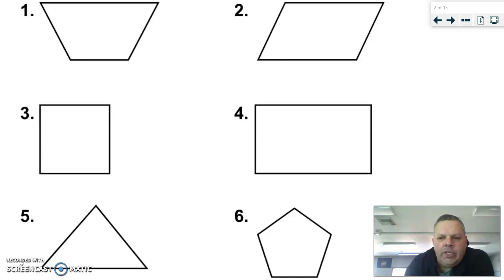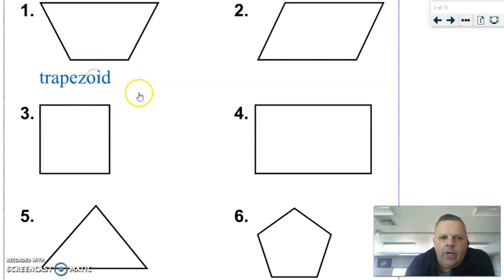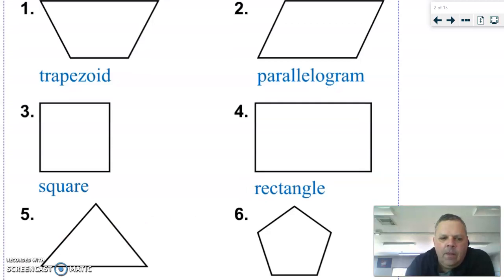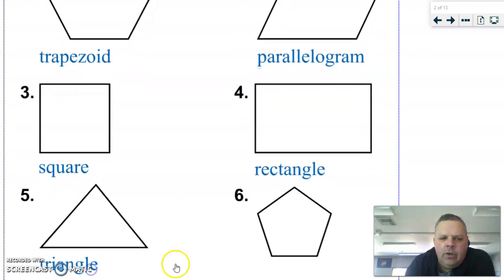Hopefully you had a chance to go over these 6. The first one, hopefully you were able to come up with, was a trapezoid. Our next one is a parallelogram. The third one would be a square. Our fourth one would be a rectangle. And our last two, number 5, is a triangle, and number 6 is a pentagon. Again, these are all polygons.